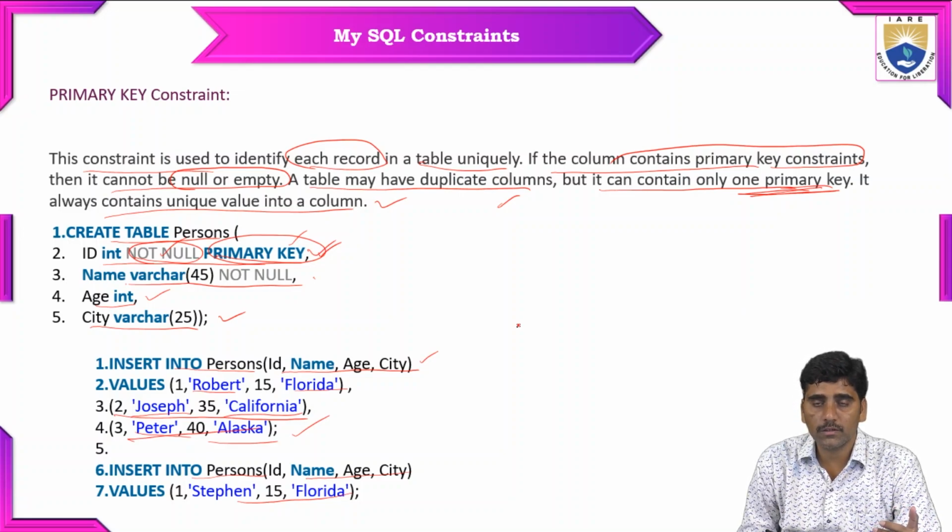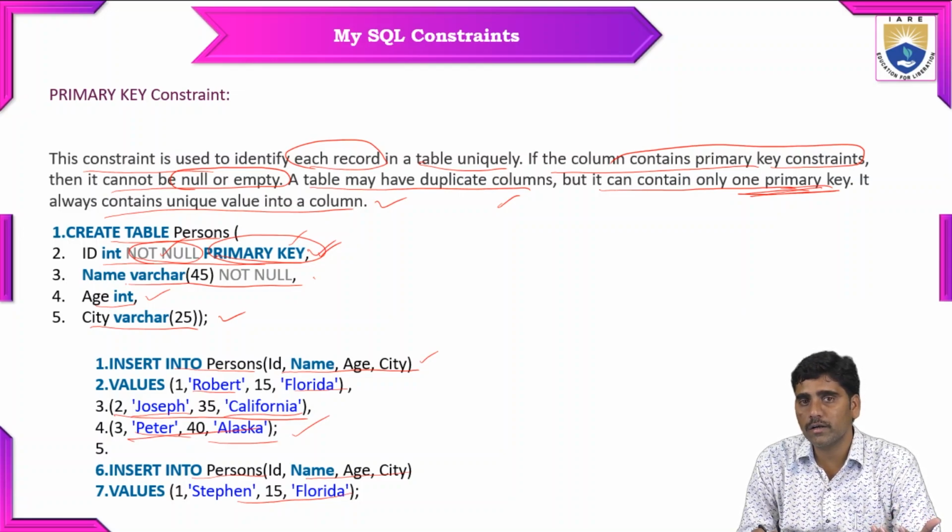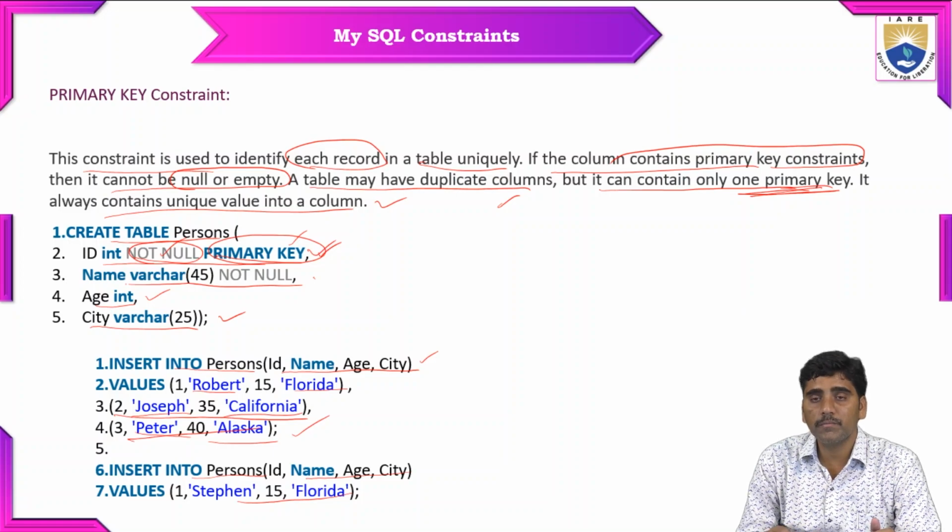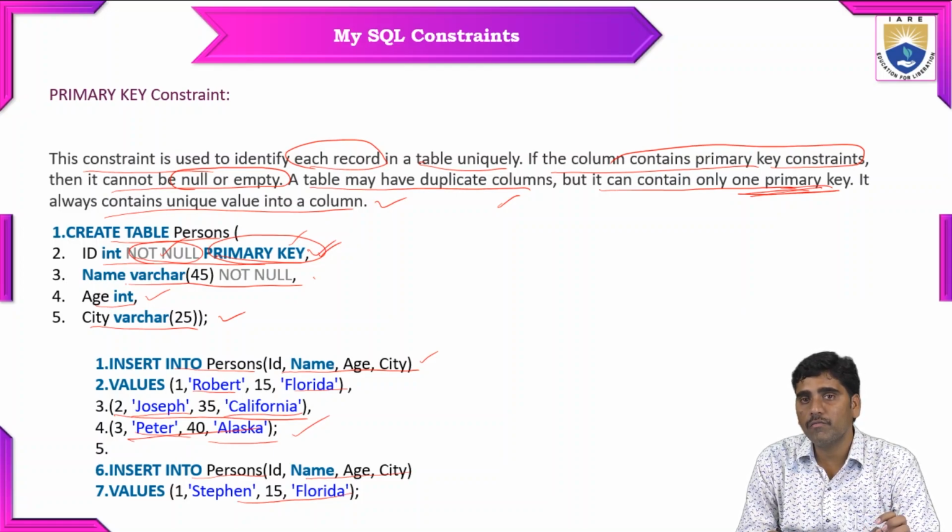If it is not identifying the values as unique, it is a fault for the primary key constraint. So for every primary key, all values should be unique values.